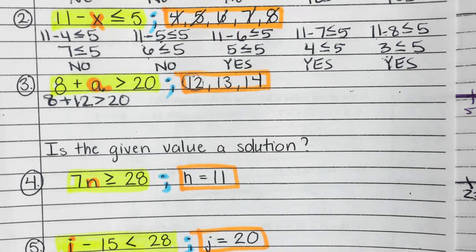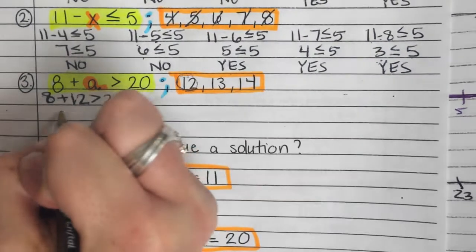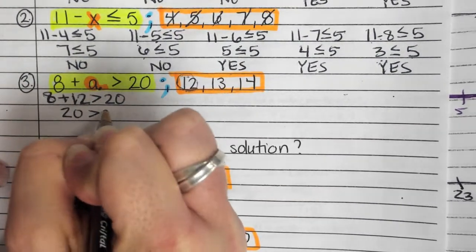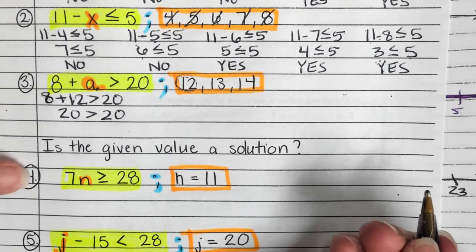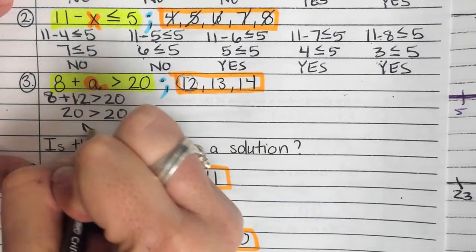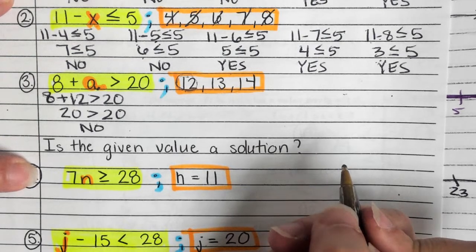Now, number 3. What is 12 plus 8? 20. So is 20 greater than 20? No, it's equal to. It is not greater than. You've got to slow down.